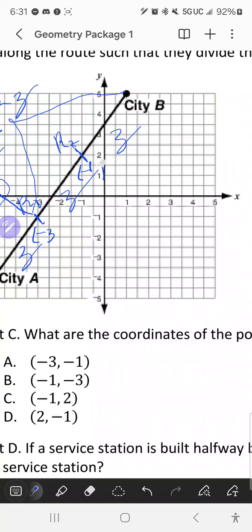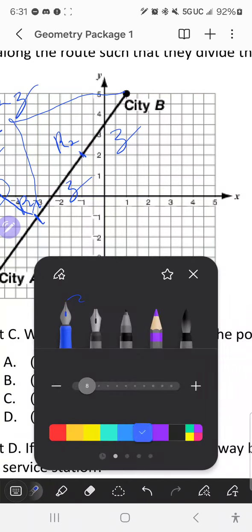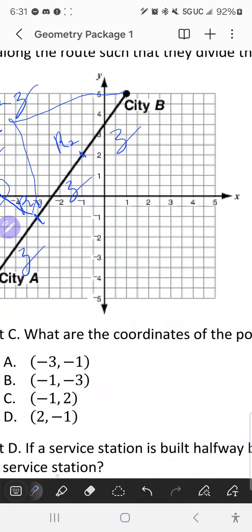Now we need to calculate. I'll put this in another color because it's kind of confusing right now, so you guys can see it better. Give me 1 second. Better. Negative 3 is the first x-coordinate, and this is negative 1.